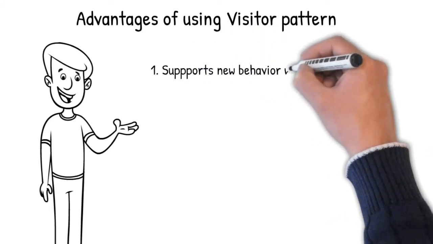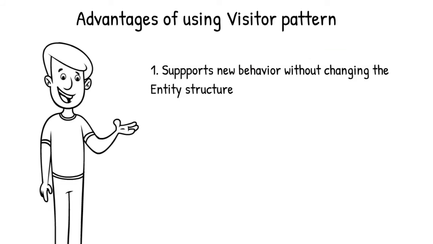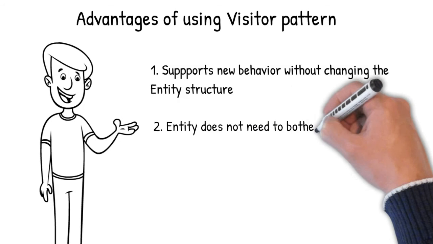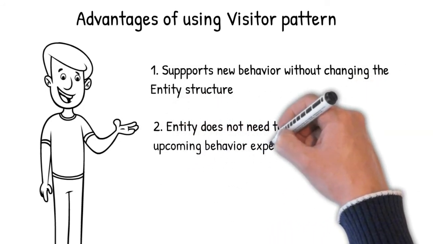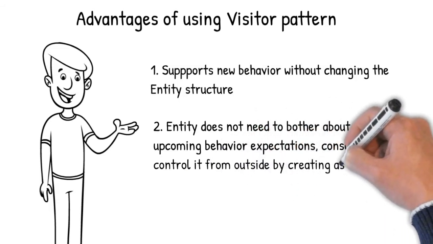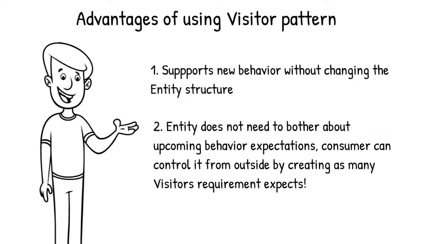First one, visitor pattern supports addition of new behaviors to the entity without making its structure complex. Second advantage is that entity now doesn't need to bother about all the upcoming additions to the behavior. Since you have one visitor for one new behavior, if in future more behaviors are expected, you'll just create more visitors and the entity will not be impacted at all.